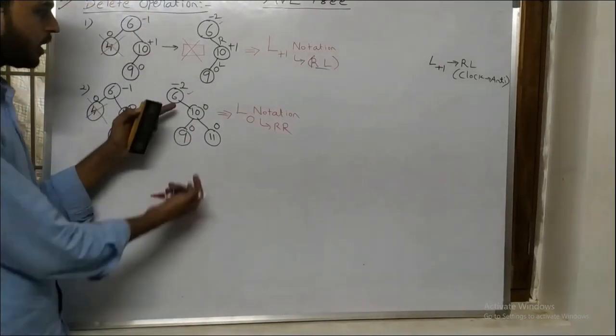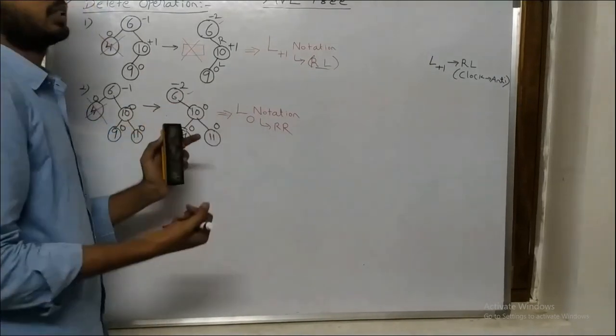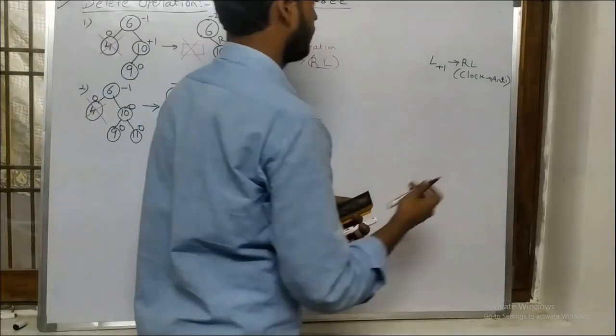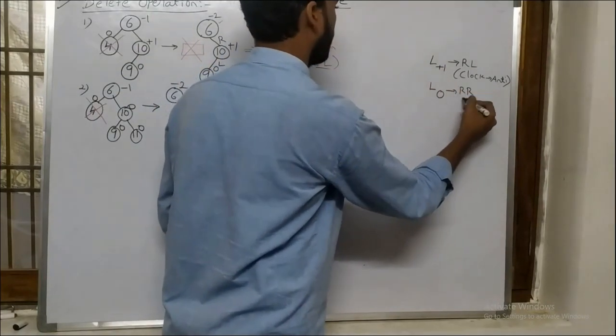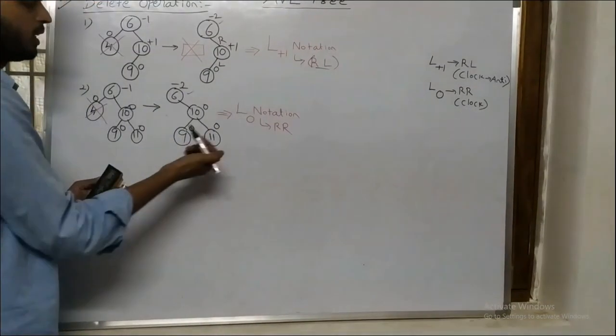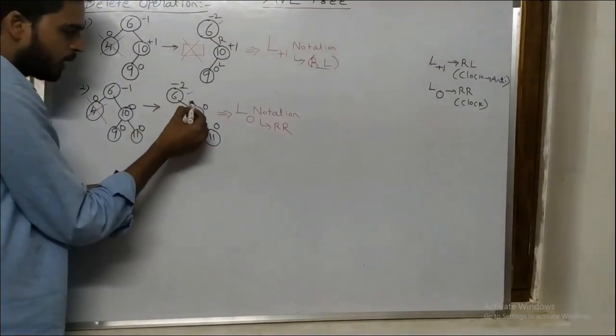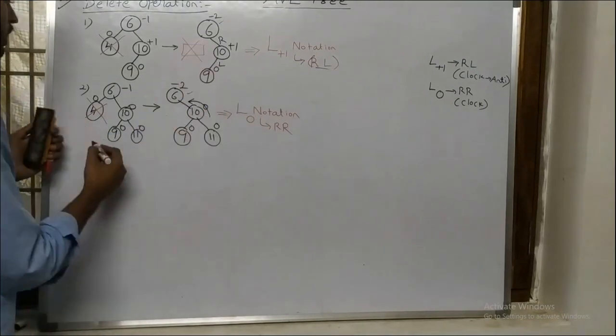When I got L0 notation, I need to apply RR notation. What is RR notation? I need to make a clockwise rotation. So that is what I have written. When L0 occurs, we need to apply RR. RR means we make a clockwise rotation. Because of this critical node, I need to apply RR notation here. RR means the clockwise rotation.